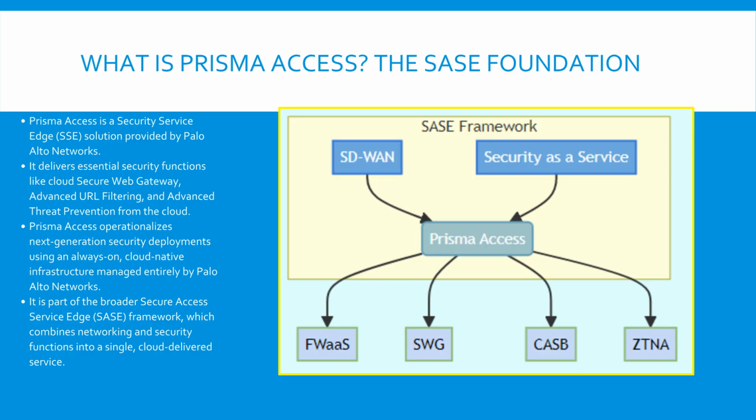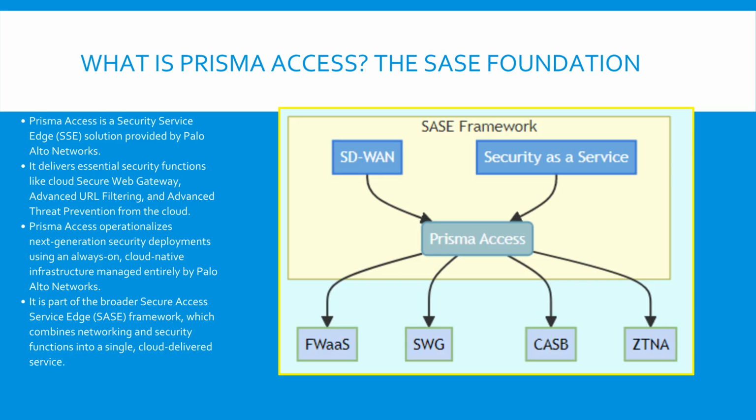Understanding Prisma Access means recognizing its role as a powerful, cloud-delivered security service within the SASE model. This foundational understanding sets the stage for examining its physical and logical components. What did we learn? Prisma Access is a comprehensive, cloud-native SSE solution that centralizes security management.